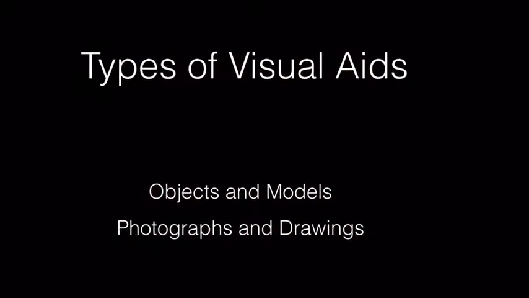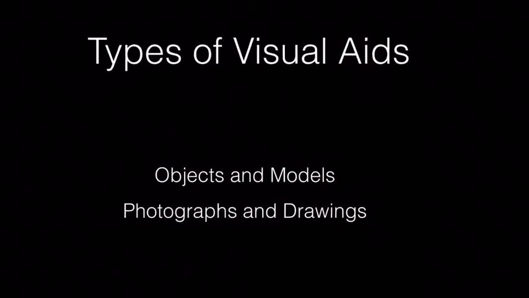You get a model of the Eiffel Tower. You get a model of the human eye. You get a model of the atom, of the solar system. Anything that is too big or too small to be practically handled in the classroom can be replaced with a model. The next type of visual aid that you can use in the classroom are photographs and drawings. Obviously, the biggest issue when using photographs or drawings is the size. Are they going to be large enough to be effectively viewed by everyone in the classroom?